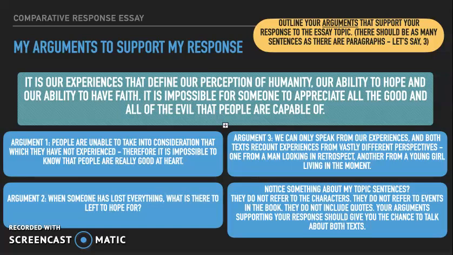Now, keep in mind, each of my arguments do not refer to any characters. Sorry, one of them vaguely does, but it doesn't go into detail. They do not refer to events in the book. They do not include quotes. Your arguments should give you the chance to talk about both texts, so they must be broad enough to talk about both texts. You can't start off talking about Ellie or talking about Anne. You have to start off with an idea.